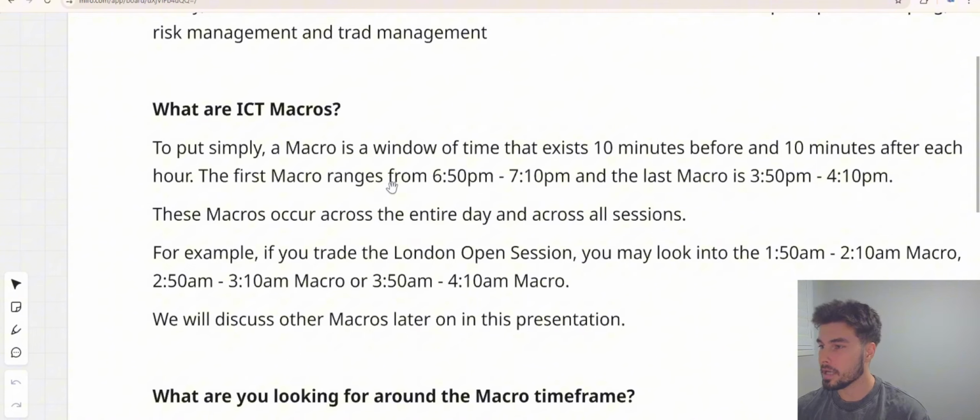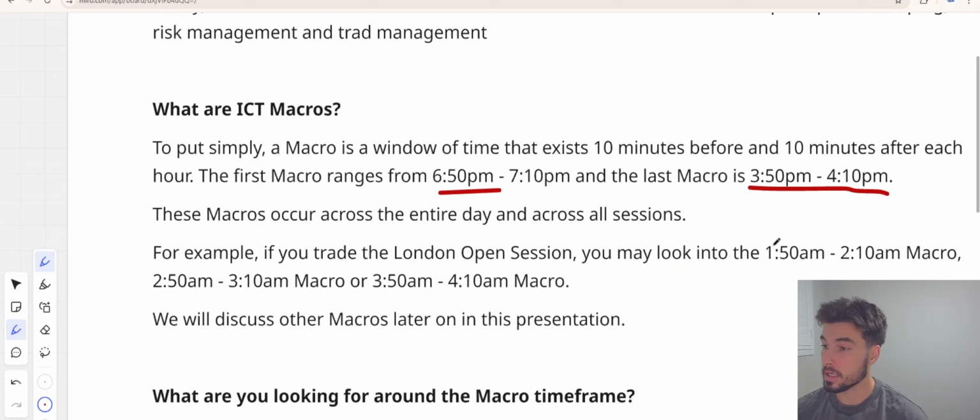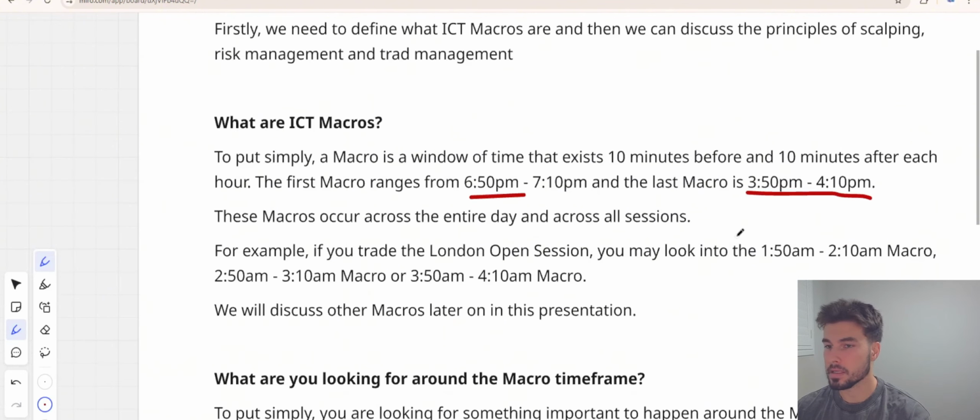So if you trade the Asian session, the first macro is going to be between 6:50 to 7:10. And if you trade the PM session, the last macro is 3:50 to 4:10. By the way, these macros occur in every session. So that's the first one. This here is the second one. And if you trade the London, like myself, or New York session, it'll apply for that too. And that's all I've mentioned here. So if you trade the London session, this is a macro, this is a macro, this is a macro.